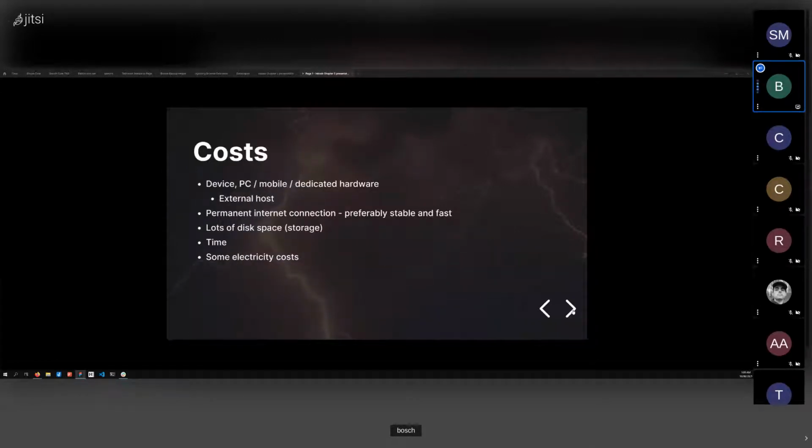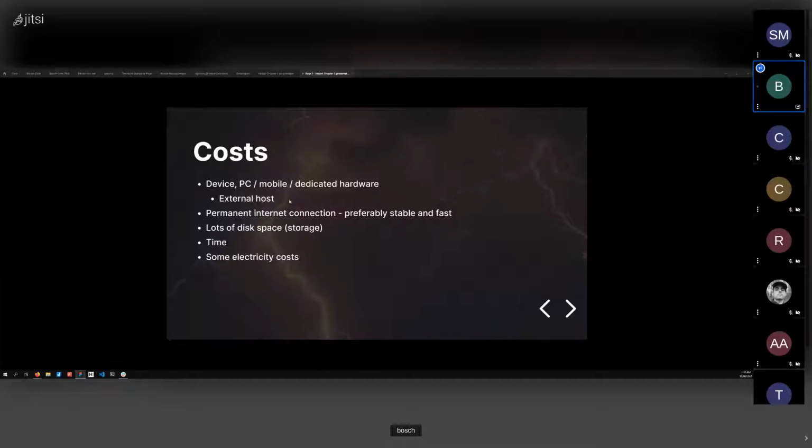So to get started, there's some cost to running a Lightning node. First, you're going to need a device, whether that's a personal computer, mobile, or some dedicated hardware like a Rock64 or a Raspberry Pi. Alternatively, you could run it on an external host, but I don't want to cover that too much. I don't think that's the best way to run a Lightning node. Ideally you want to run it in a non-custodial, trustless way, and using an external host takes that benefit away.